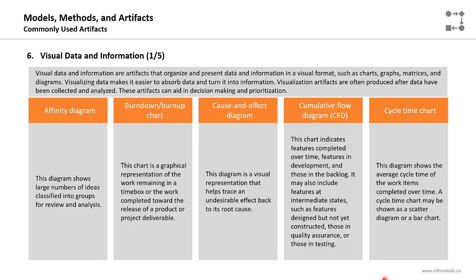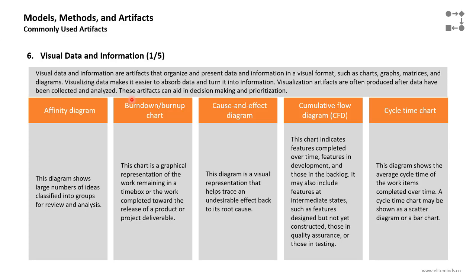our project scope. Visual data and information are artifacts that organize and present data and information in a visual format, such as charts, graphs, matrices, and diagrams. So they are very important to support decision making for presenting the project performance to the executives of the project. Visualizing data makes it easier to absorb data and turn it into information. Visualization artifacts are often produced after data have been collected and analyzed.